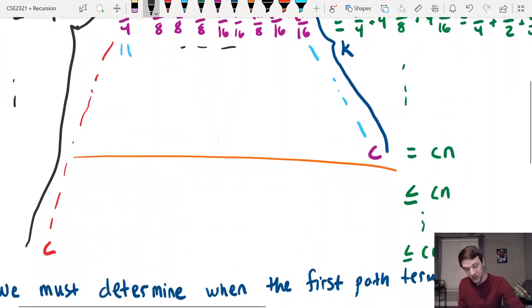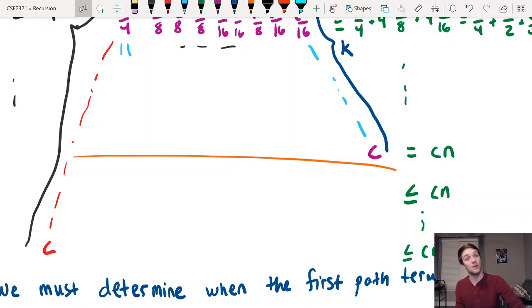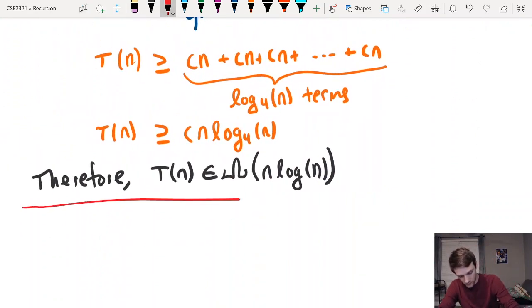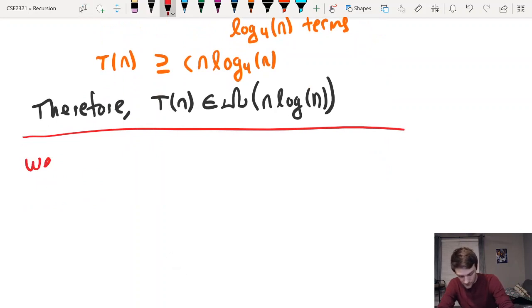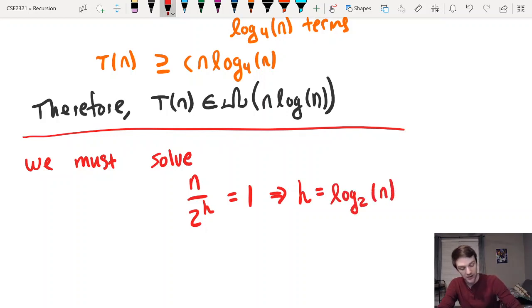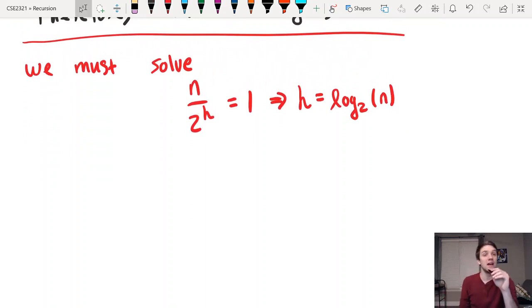So we still have to compute the height of the tree, h. We still need to determine that, which we determined similarly to how we determined the height of the subtree we looked at over there. So we must solve n over 2 to the h, for the height of the tree, is equal to 1. Solving that for h, we get h equals log base 2 of n. So we know that each of the costs is less than or equal to cn.